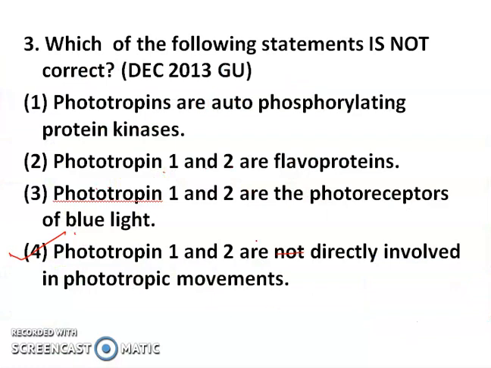This is a question which is asking about the function of phototropins. Before solving this question, we have to understand the concept for this topic. Now, what exactly is phototropin? Phototropin is a part of photomorphogenesis.